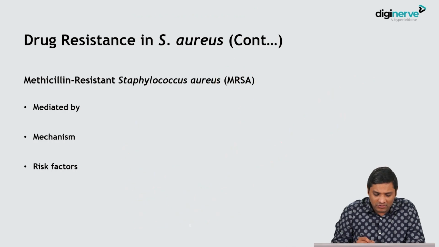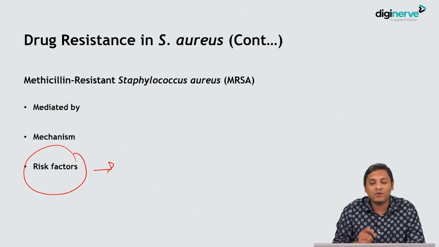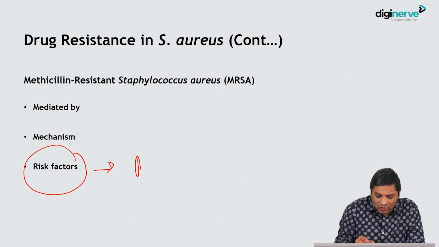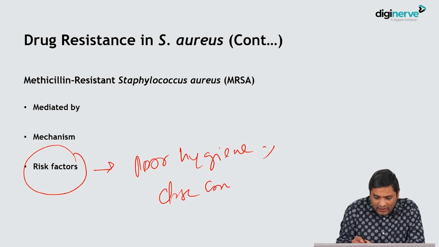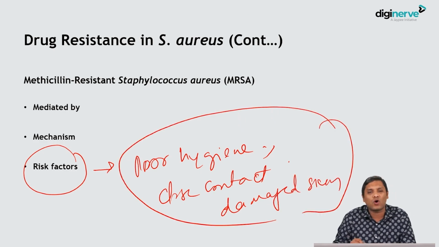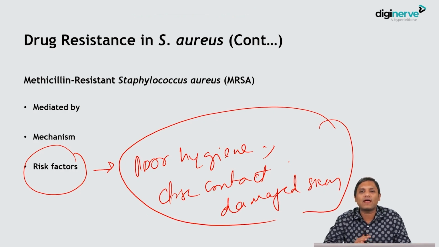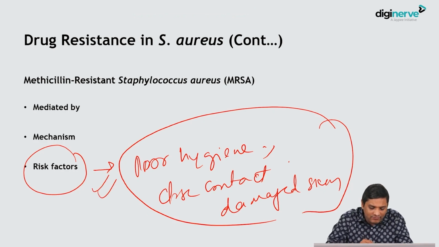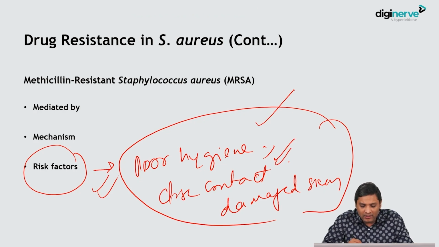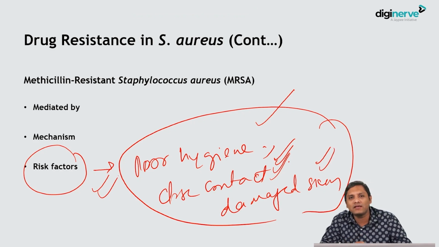Okay, so now we will discuss the risk factors. There are some risk factors which will promote MRSA colonization, including poor hygienic conditions, close contact, and individuals with damaged skin. So the risk factors for Staph aureus colonization are also the risk factors for MRSA colonization. MRSA will colonize those individuals who have poor hygiene. They will have close contact with other MRSA carriers, as well as damaged skin.